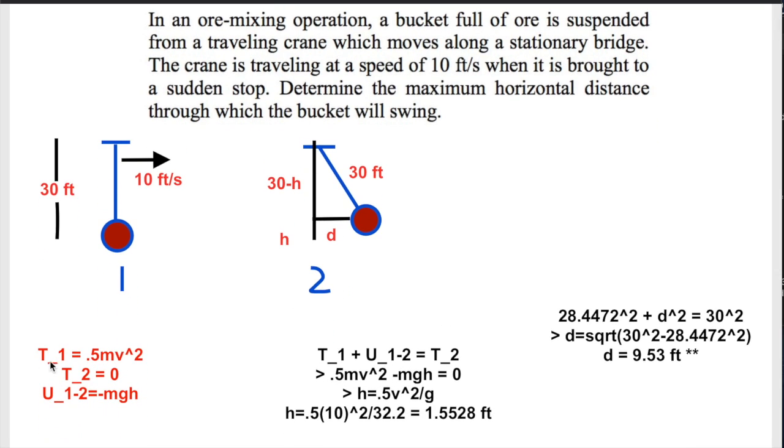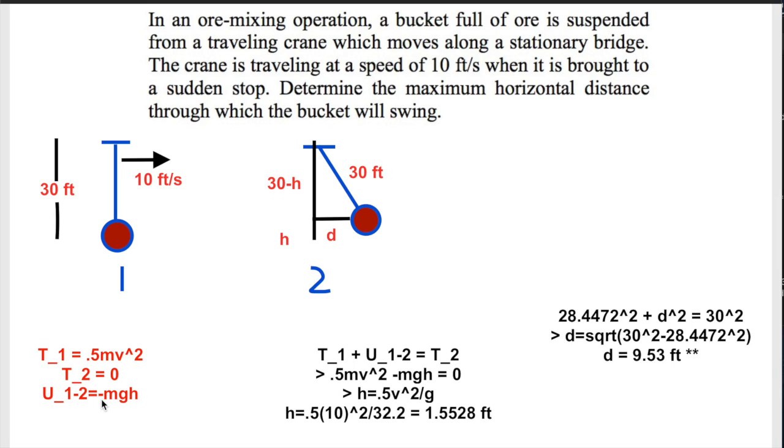So our kinetic energy at 1 we know is just moving, so we just have our standard 1/2 mass times velocity squared. For the kinetic energy of 2, we know it has to be equal to 0 because we're looking for the max height. So we're looking to when all this kinetic energy, it swings up and it turns into potential energy, and that's shown here.